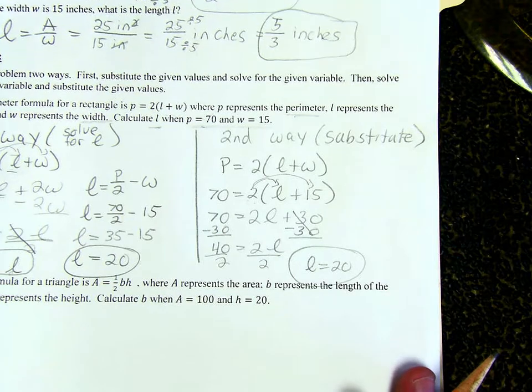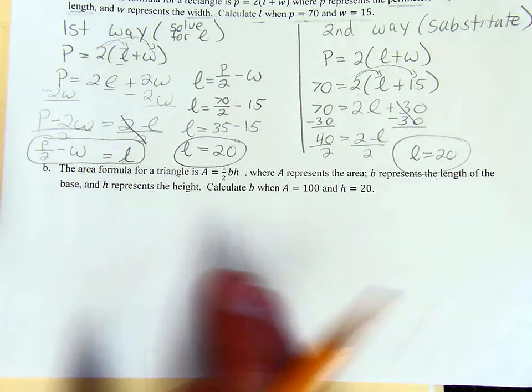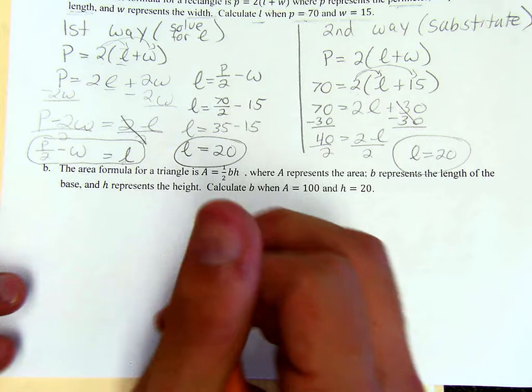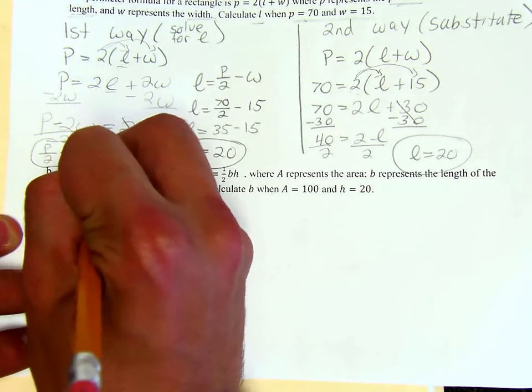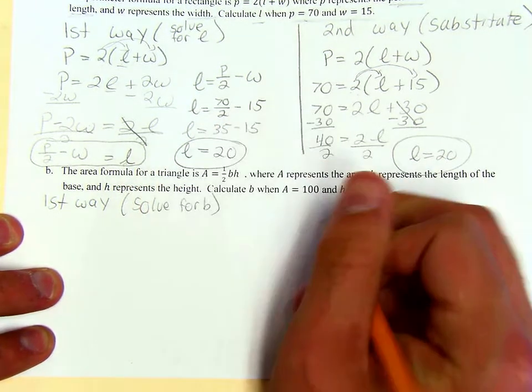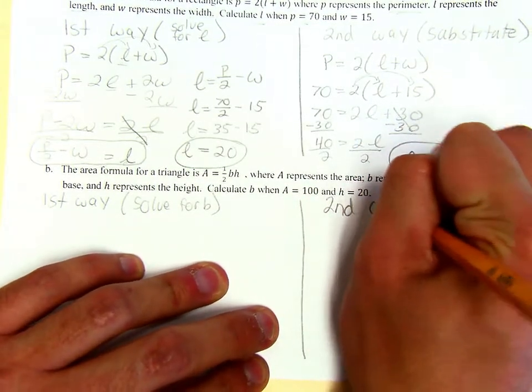Alright, let's look at B. B says the area formula for a triangle is A is equal to 1/2 base times height, or 1/2 B times H, where A represents area, B represents the length of the base, and H represents the height. They want us to calculate B, or the base, when area is 100 and H is 20. Let's do it our first way, where we solve for B first and then substitute. For the second way, we're just going to substitute.